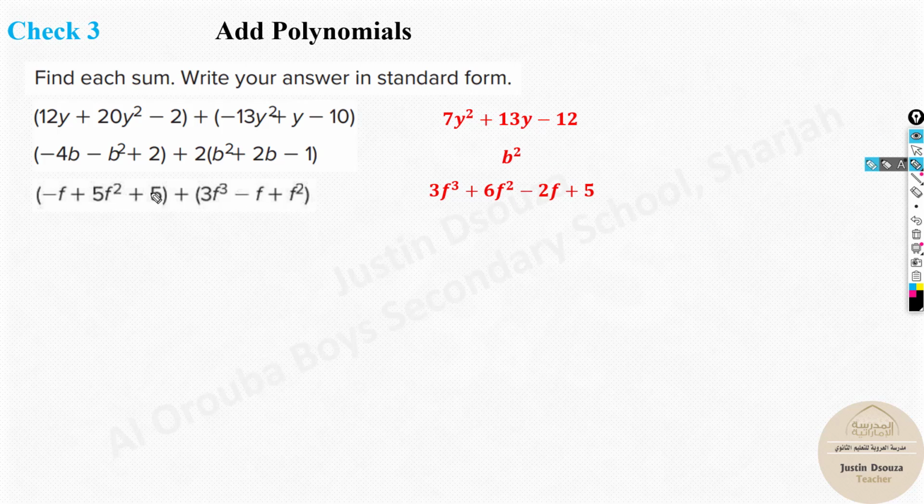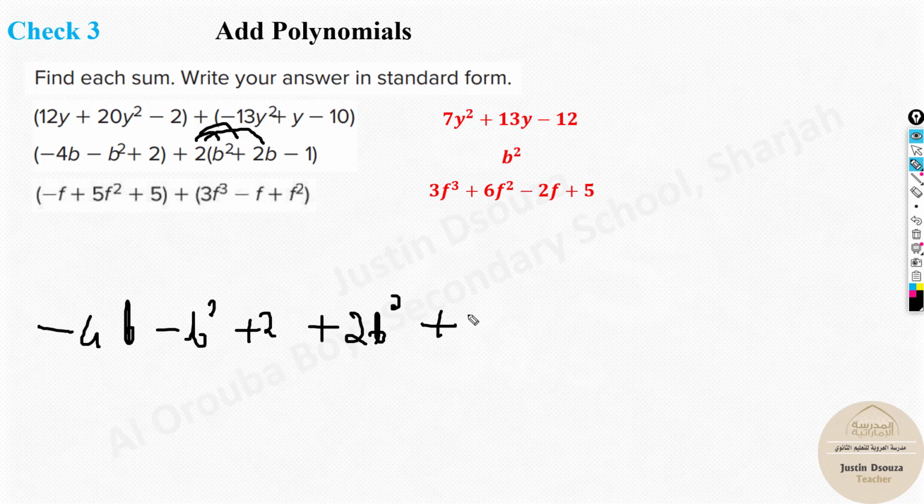Okay, let's do the second one. See over here, you need to multiply this inside. So what happens is it's 2b squared minus 4b minus b squared plus 2, plus 2b squared plus 4b minus 2. I hope this is clear.